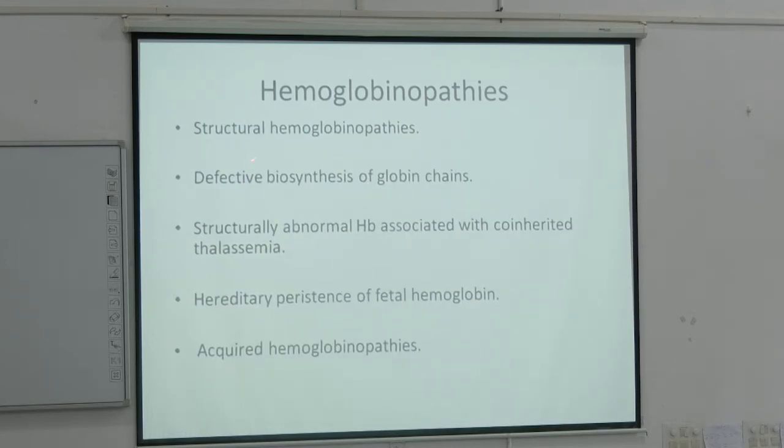Structural hemoglobinopathies with defective biosynthesis of globin chain. Then which comes under this? Defective biosynthesis of globin chain, thalassemia. Okay. This is hereditary persistence of fetal hemoglobin. Acquired hemoglobinopathies, structural hemoglobin co-inherited with thalassemia. Okay. These are the examples of structural hemoglobinopathies.